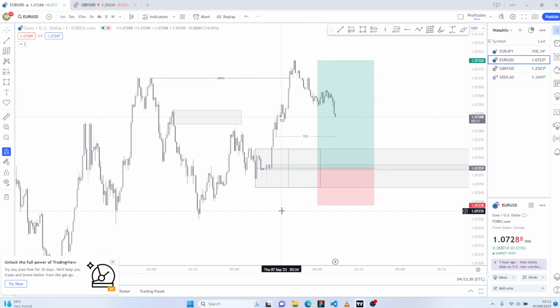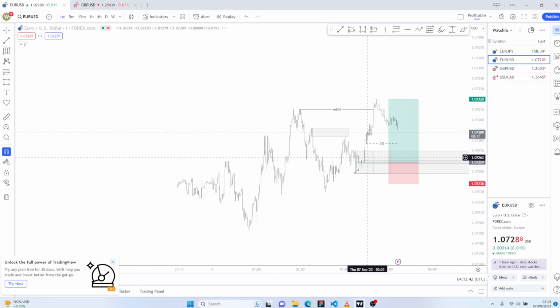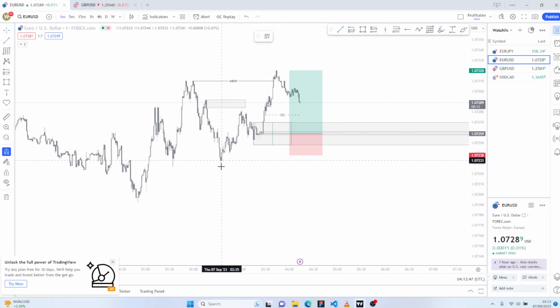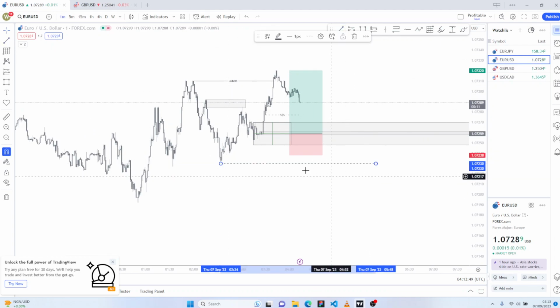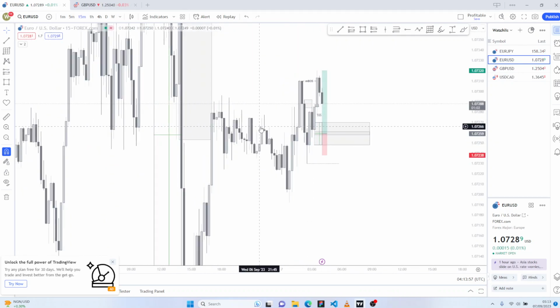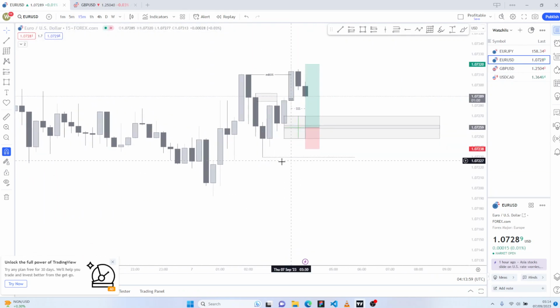So yeah, this is what I have for Euro USD. Currently, I'll be looking for longs until this low fails here on the 1 minute. When this fails, then I can start looking for bearish moves to ride this trend down. Yeah, once this goes, I'm moving.